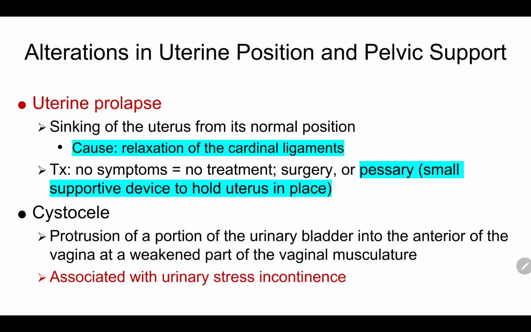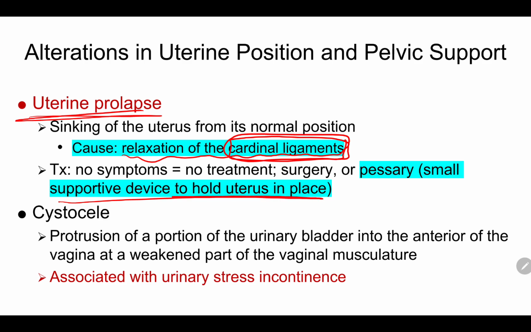Uterine prolapse is where we have the sinking of the uterus from its normal position. It is going to be caused by relaxation of the cardinal ligaments. For treatment, we can implant a small supportive device to hold the uterus in place. So they would place these small devices, called pessaries, to hold that uterus there.